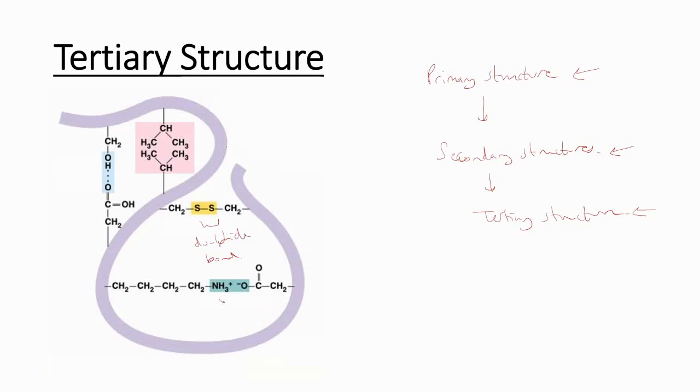You can see here an ionic bond between charged R groups. Here we have hydrogen bonding between different R groups of different amino acids. Here the R groups are non-polar, giving rise to hydrophobic interactions.